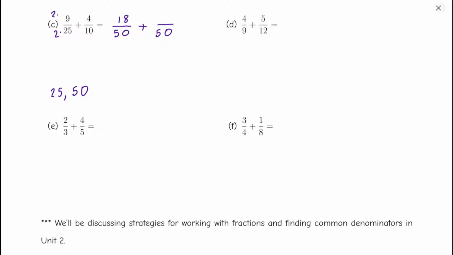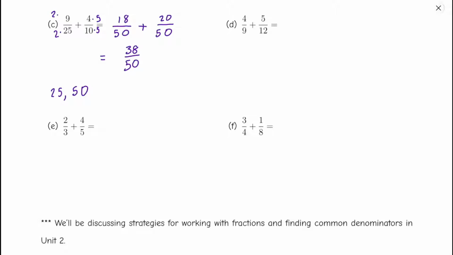Now 10 times what is 50? Well, 10 times 5 is 50. And again, whatever we do to the bottom, we have to do to the top. And 4 times 5 is 20. Well, now that they are like things, we can add them, and we get 38 over 50.